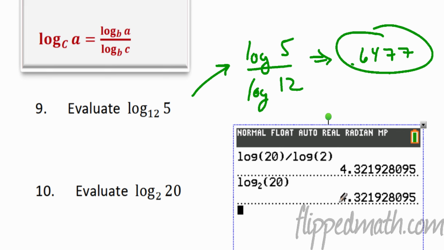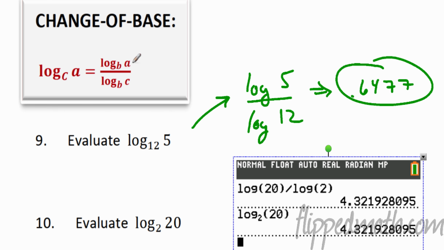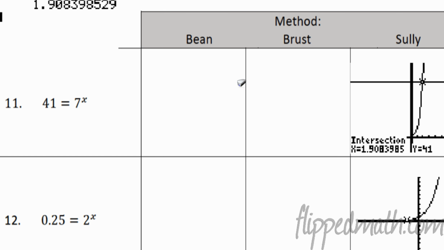Here we go. There's my answers for those. 4.3219. I would cut it off right there, and that's how you do that one. You can do it either way in your calculator, but you do have to know that change of base rule because it's going to come in handy later. Guess what? Right now is later.